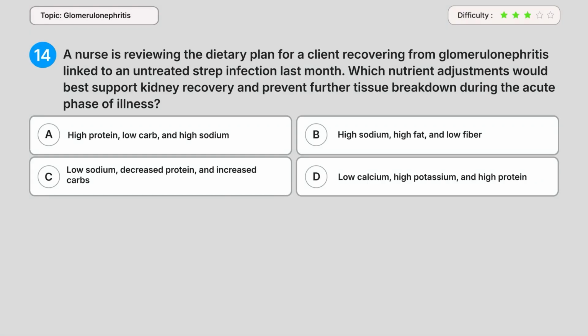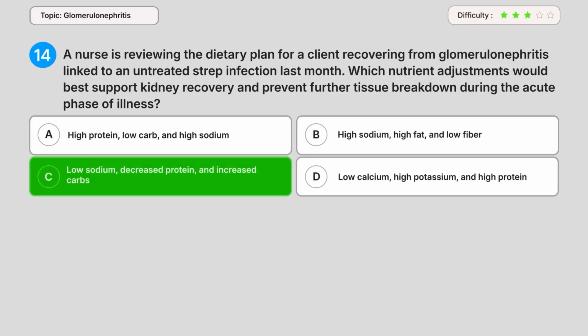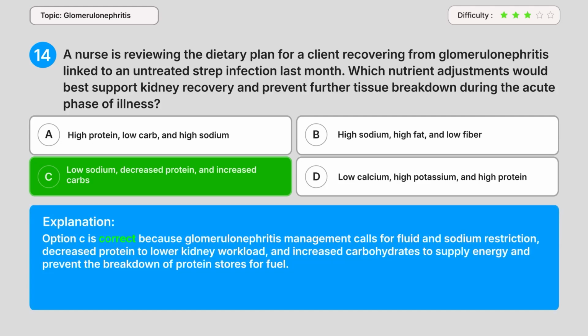Correct answer: C. Low sodium, decreased protein, and increased carbs. Explanation: Option C is correct because glomerulonephritis management calls for fluid and sodium restriction, decreased protein to lower kidney workload, and increased carbohydrates to supply energy and prevent the breakdown of protein stores for fuel.